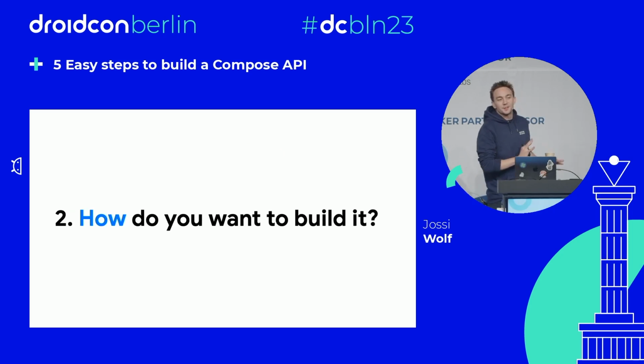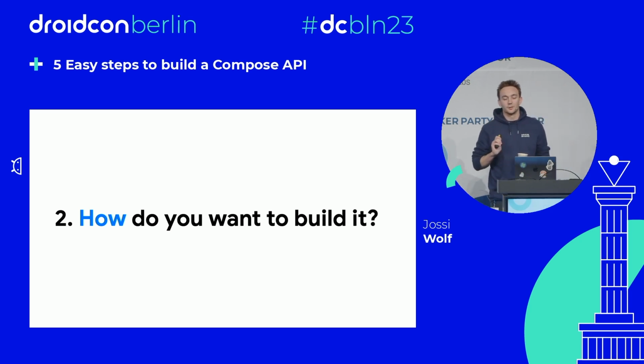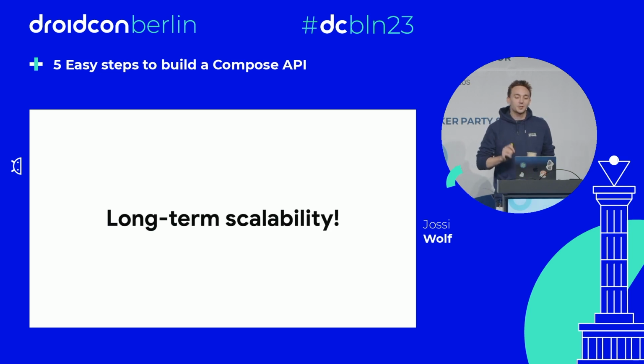So if you've done this part, which could take a week or a couple of months, you of course want to build it. So how do you even build an API, especially in Jetpack Compose? Before we look at examples, I want to specifically call out a few things. Long-term scalability is really important.